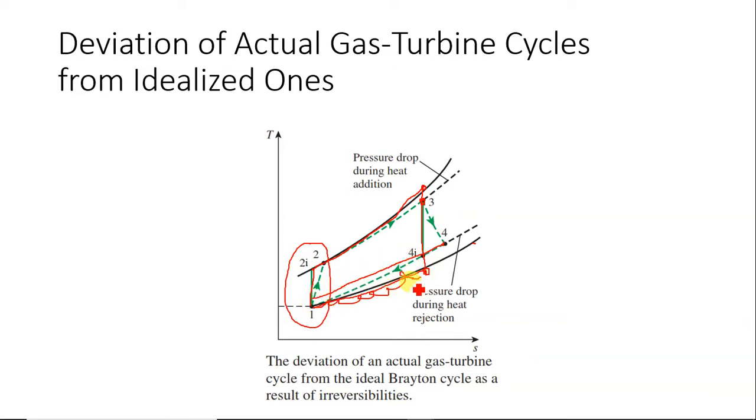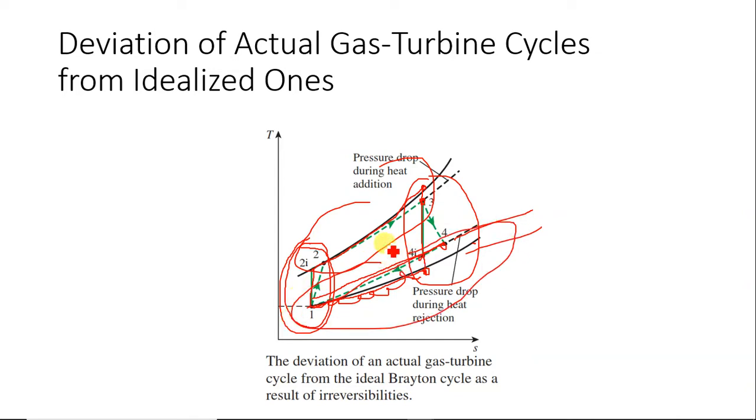But here the issue is, again there is a pressure drop. So here you can see from point 4 to point 1 there is a pressure drop. So basically here what happens, this process is non-isentropic, this process is non-isentropic, here there is a pressure drop, and here also there is a pressure drop. So this is the actual cycle.